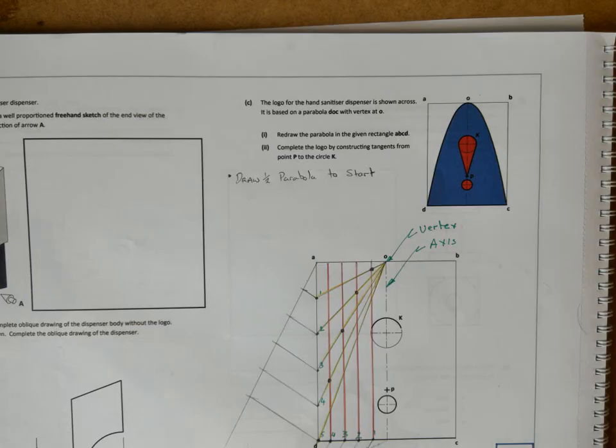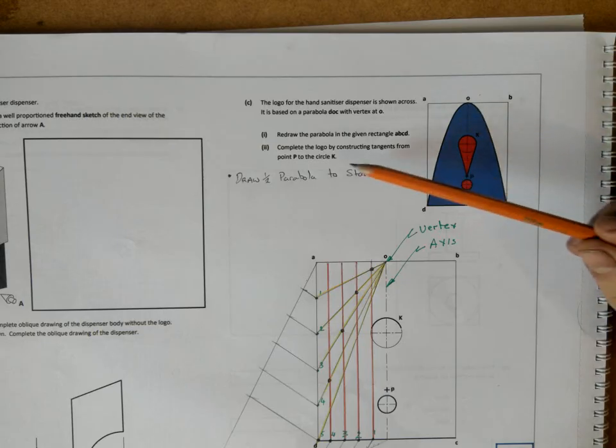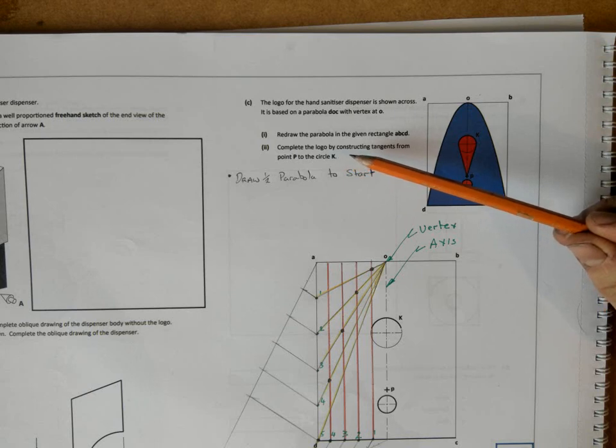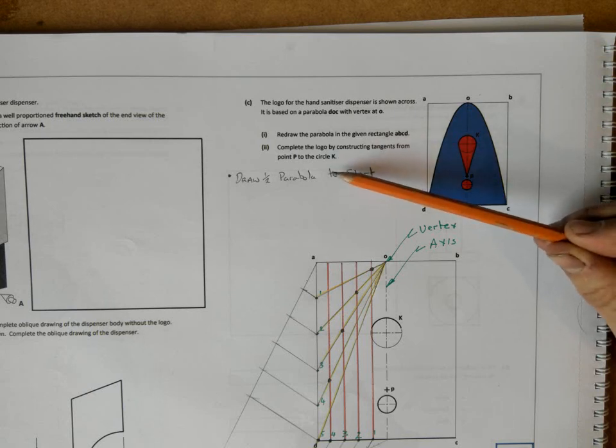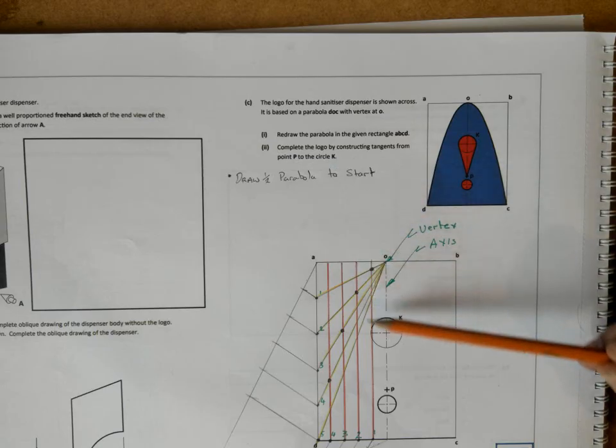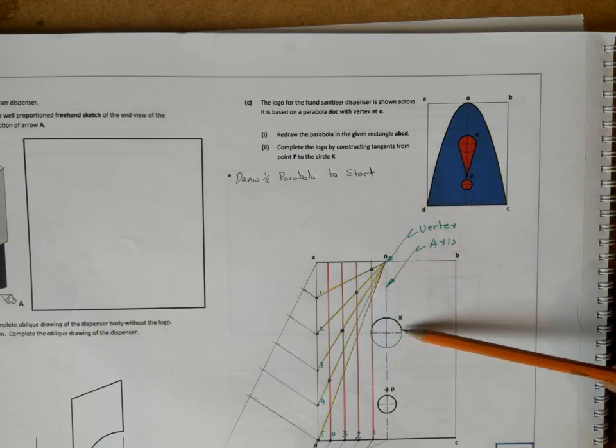This question on the parabola is page 107 of your workbook. We started this one in class, and in this video I'm going to finish the question. We're asked to redraw the parabola in the given rectangle A, B, C, D, which is here. And then the second part of the question, we're asked to complete the logo by constructing tangents from point P to the circle K. So from P to this circle K.